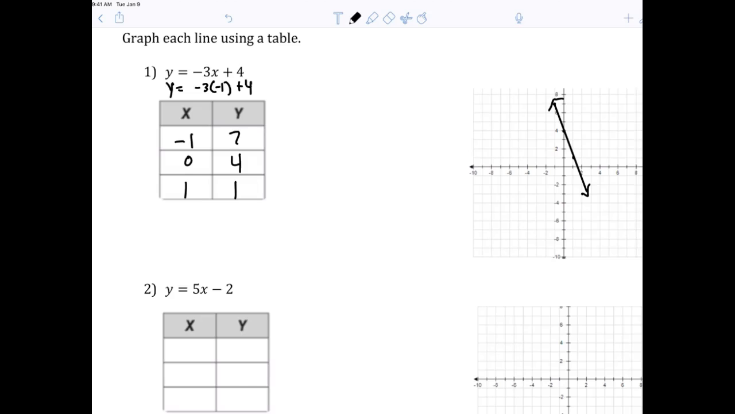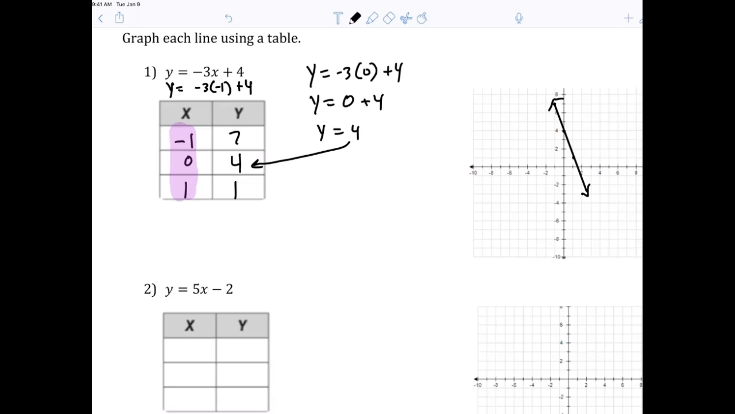Okay, so all you're doing is you're selecting 3 points to plug in for x, and then you plug them in for x and get the y. So I'm going to plug in 0 just to show you. So I did y equals -3 times 0 plus 4. Y equals 0 plus 4, y equals 4. That's how I got that answer for 0. Do you understand it now?